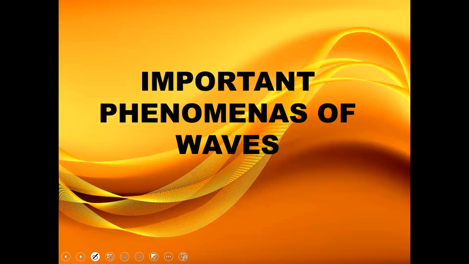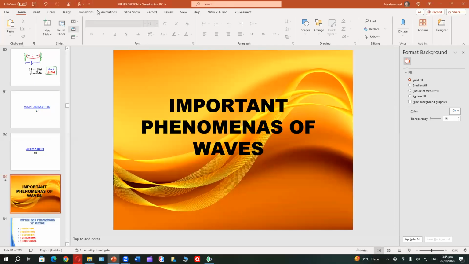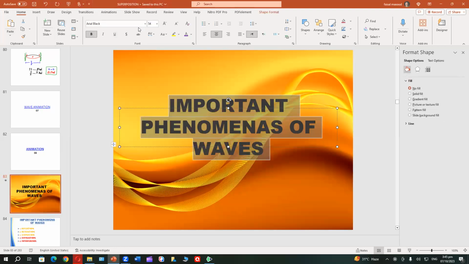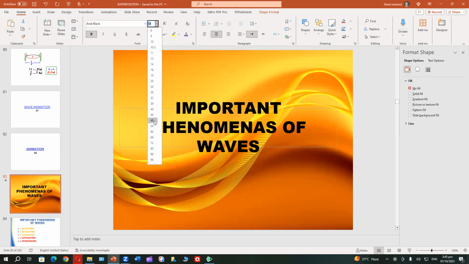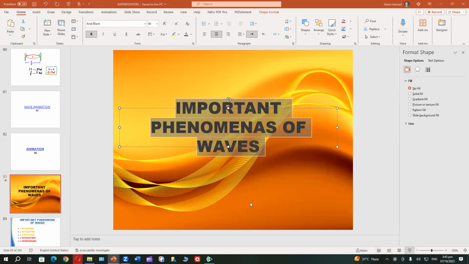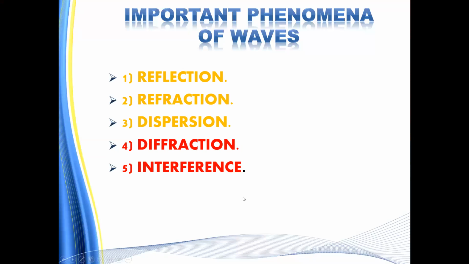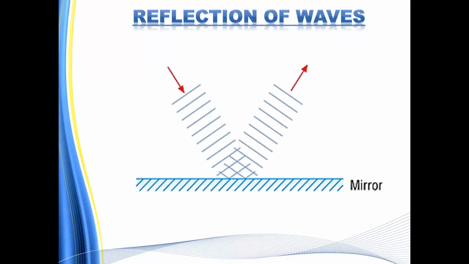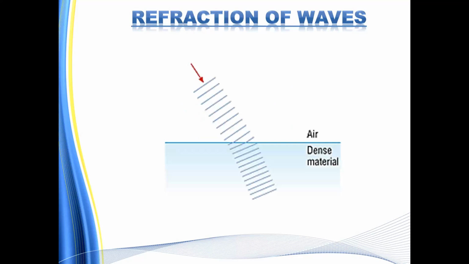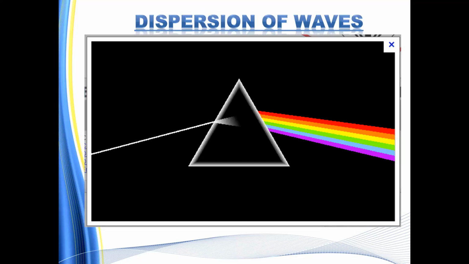Now, important phenomena of waves. I would like to recall all the phenomena which we have studied, some of them in our O-level also, and their names are there. Reflection, refraction, dispersion are coming from O-level, and are only a memory that these are some phenomena. Diffraction and interference are the AS level ones. This is called reflection. This is called refraction, and this is called dispersion.